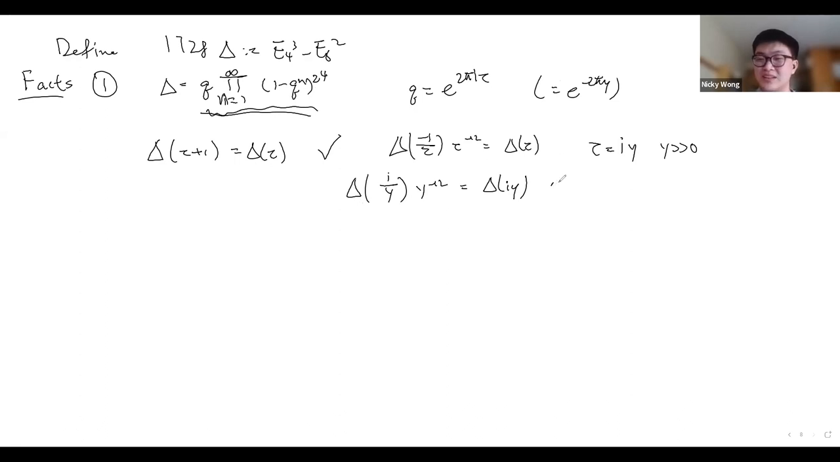If y is very big, delta is about q. And this would be e to the minus 2 pi y and the product. This is e to the minus 24. Again, if y is very large, this factor here is approximately zero. So we actually have to show, if we show this, this is automatically true, but I'm going to convince you that this approximation is actually the case. And to do this, I'm going to use a program.